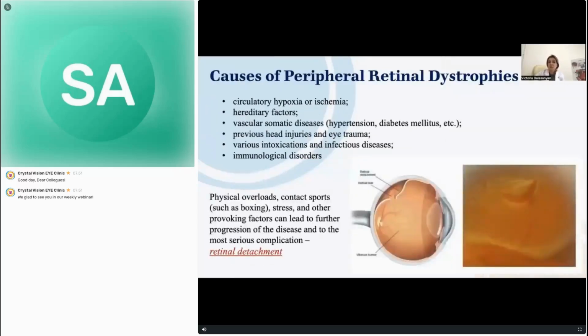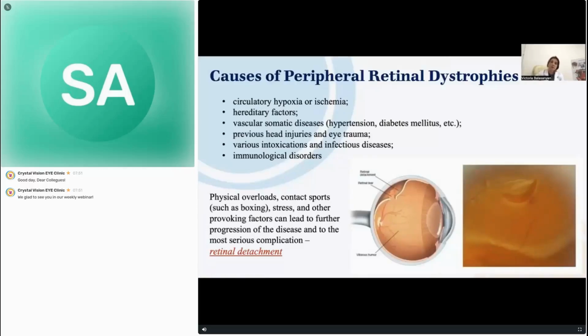This disease usually progresses asymptomatically for a long time. Often the discovery of this pathology occurs incidentally, that is, when a patient consults an ophthalmologist for other complaints. Physical overloads, contact sports such as boxing, stress, and other provoking factors, for example, powerful exertion during childbirth, can lead to the further progression of the disease and to the most serious complications, such as retinal detachment.